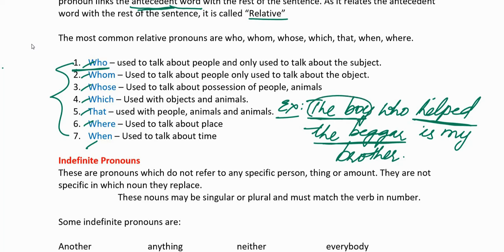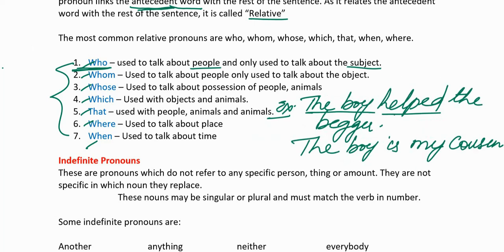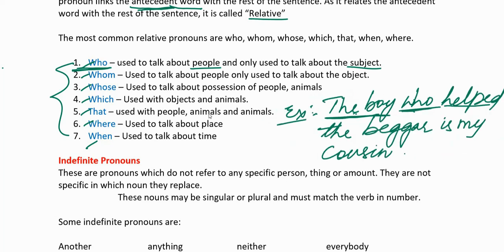Now, the boy is the antecedent word, and the further information, whichever is given, is about the subject. And hence we write the relative pronoun who when you talk about the subject and not object. Without writing the 2 sentences, we can link or join the 2 sentences using the relative pronoun, or in order to avoid the noun, we use the relative pronoun who. I hope you understood when to use who.